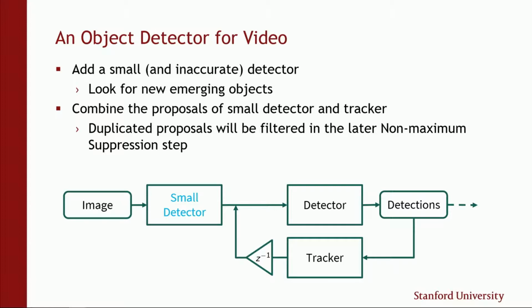But when it is looking for new objects, it may also come up with some objects detected from the previous tracker. And fortunately, our system is able to handle this situation because there is a step called non-maximum suppression in our big tracker, or big detector. And in this step, duplicated proposals will be filtered out.